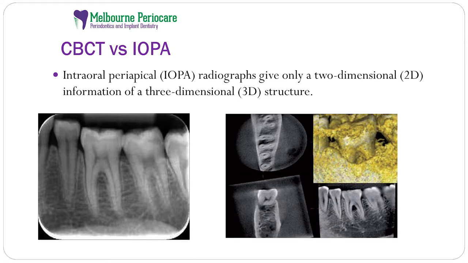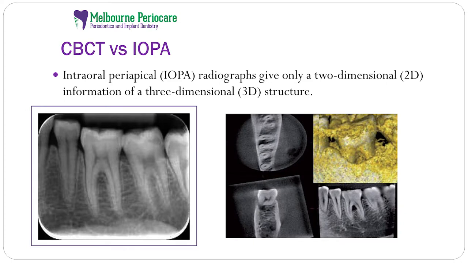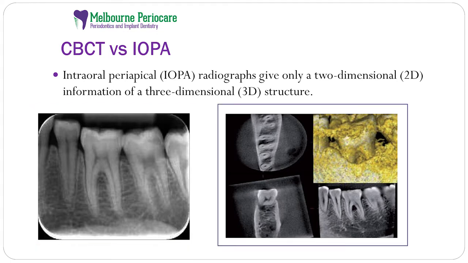Well, we understand that intraoral periapical X-ray gives only two-dimensional information of a three-dimensional structure. So here is a case where, in case of the lower six, we don't really see much changes in the furcation area. Yes, we can see that there is a little bit of a change maybe in the trabecular pattern in between the roots, mesial and distal roots of the six, but still it's not very clear. And this is a CBCT of the same case where we can actually see that the CBCT scan has picked up a furcation involvement in between the roots of the six. So there is a very substantial defect between the mesial and the distal root.